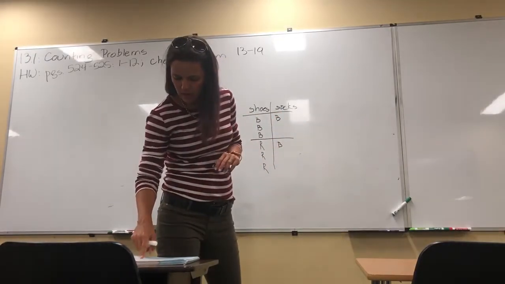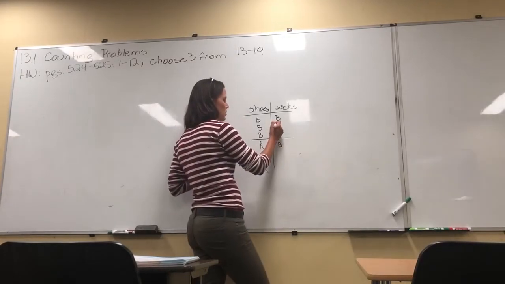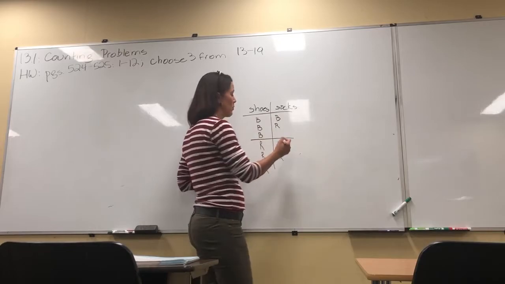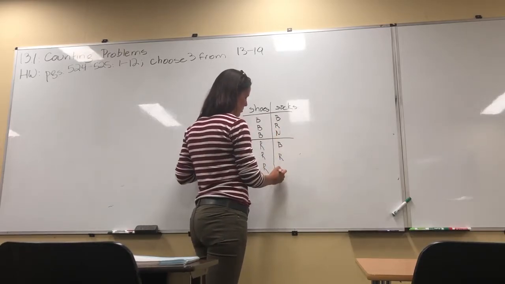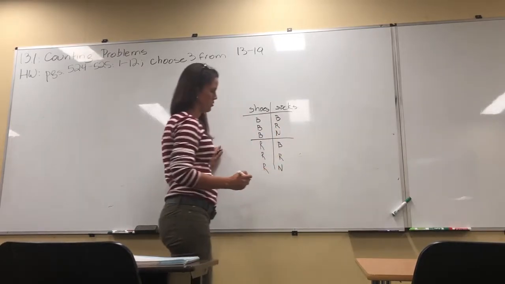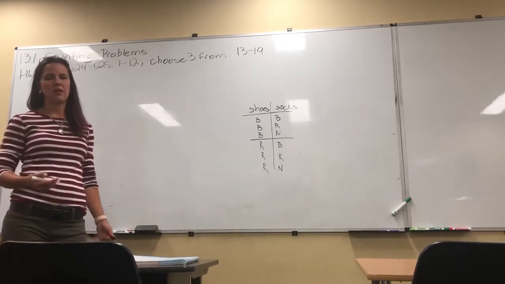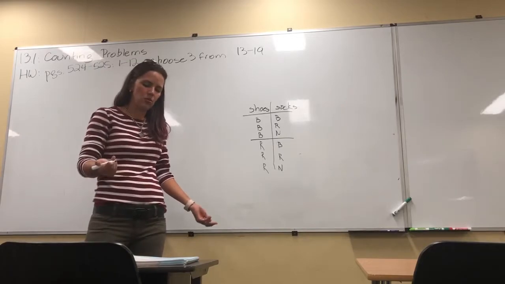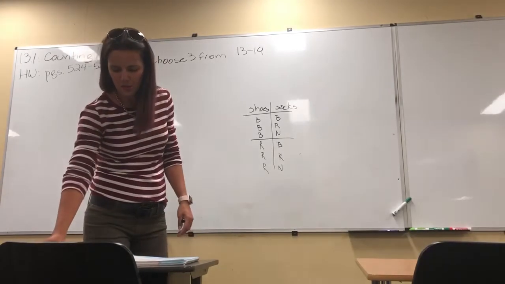Then he has brown socks. He can wear his brown socks with his black shoes or with his brown shoes. And he can wear navy socks with his black shoes or brown shoes. How many combinations is that? 6. That wasn't too hard, right? Because you only have 3 and 2, so it didn't take that long to make the table.